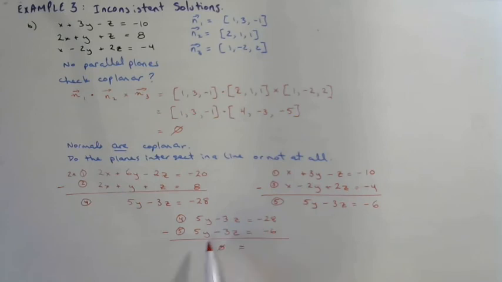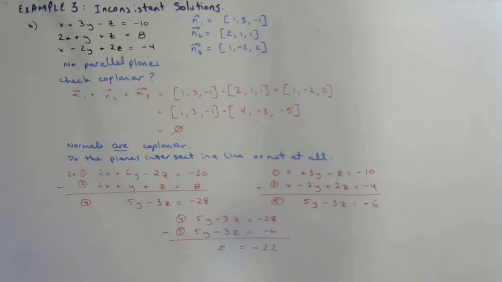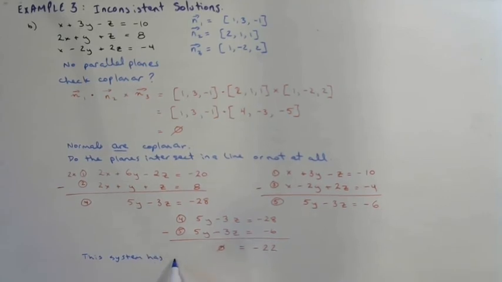Equals negative 28 plus 6 is negative 22. Well, is there any value of y or z, or any combination of y or z, that can make 0 equal negative 22? Nope. So this system has no solution.